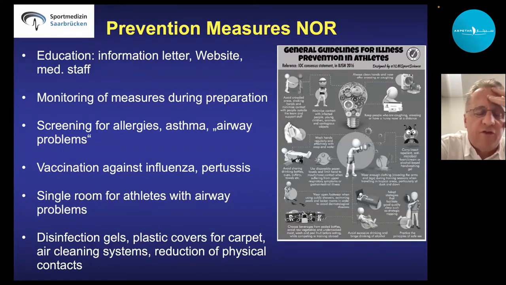The whole team was vaccinated against influenza and pertussis, and the team management distributed disinfection gels and plastic covers for carpets and air cleaning systems. And on top of that, they reduced the physical contacts between teammates. You may remember this has happened already in 2010. So measures that became more popular and more well known in COVID already were successfully applied in the Norwegian team in 2010. On the right-hand side of this slide, you see a poster. This poster can be downloaded from several websites, including the one from the BJSM, and can be put into dressing rooms, for example, and lists the measures that can be taken together with nice illustrations that explain the measures to all athletes and represent guidelines for disease prevention.